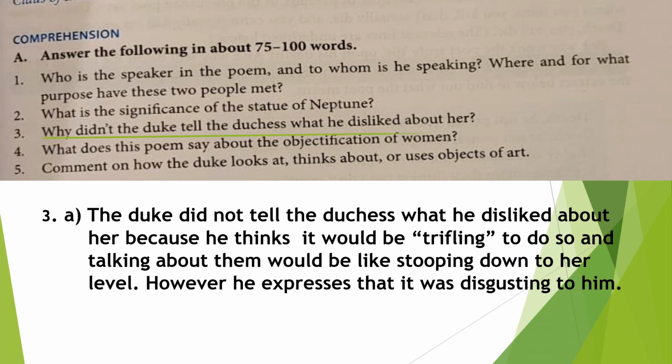Third question. Why didn't the Duke tell the Duchess what he disliked about her? He could have told her very clearly. So the Duke did not tell the Duchess what he disliked about her because he thinks it would be trifling, means a very small thing to do so, and talking about them would be like stooping down to her level. However, he expresses that it was disgusting to him. Though it was disgusting, he didn't tell her because it was below his dignity, he felt.